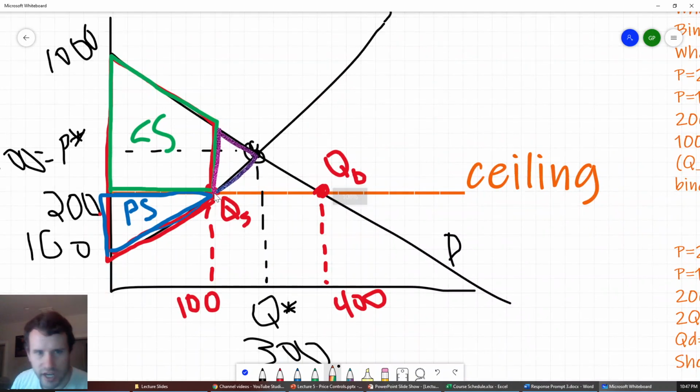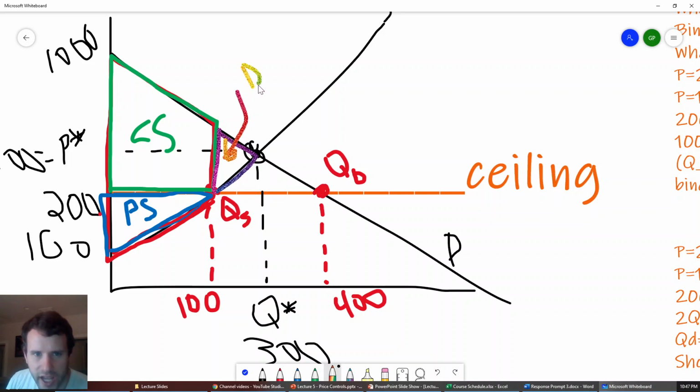So this little area in here that I'm going to draw, that's your deadweight loss. Okay, so if you add up today's consumer surplus plus today's producer surplus plus today's deadweight loss, you are getting the total surplus from before there was rent control. You're getting the 135,000.